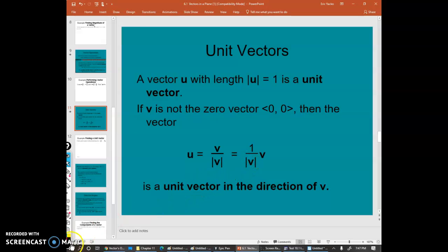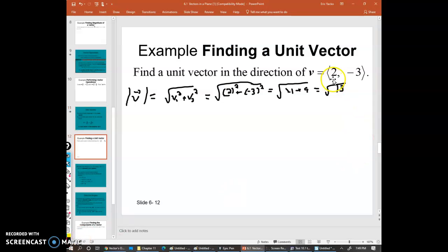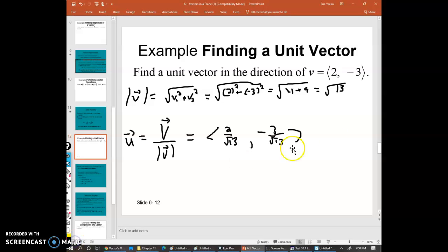So let me show you an example here, and that's it, guys. Here we want to figure out the unit vector of <2, negative 3>. Remember this is the simplified version of finding the magnitude. When you have the components, you just square each of the components, you add them together, you take the square root, so I got the square root of 13. Then you just take the original vector v and divide it by the magnitude. So you have 2 over square root of 13 and negative 3 over square root of 13.